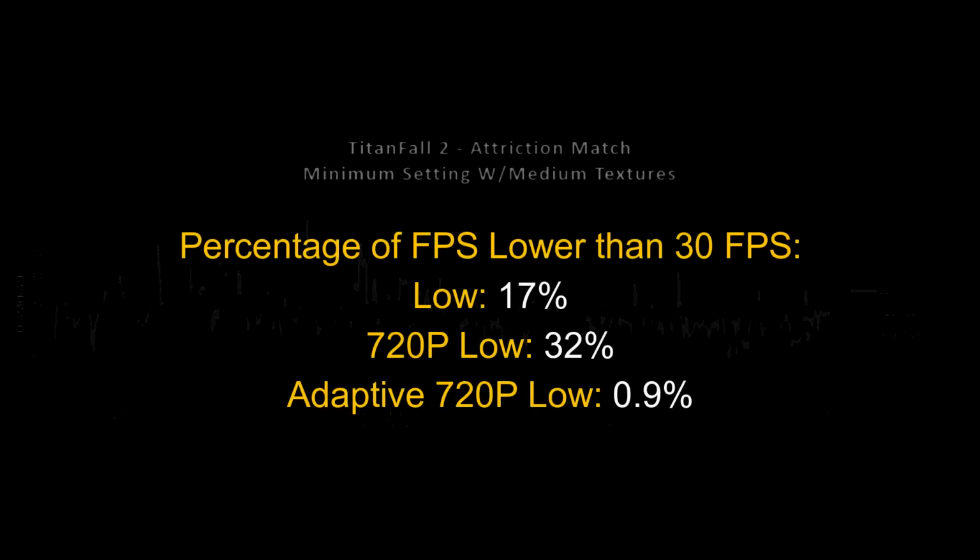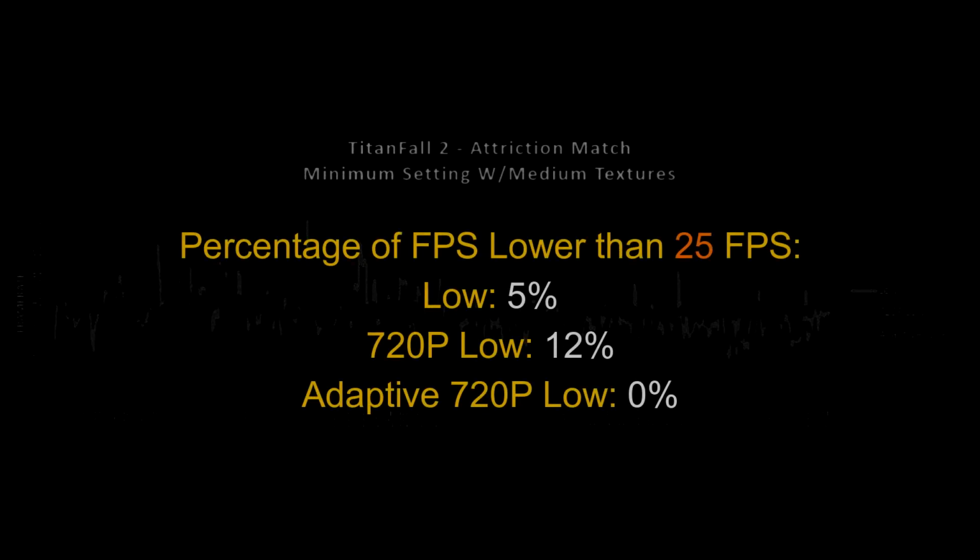As you can see, for the percentage of frames lower than 30 FPS, on low settings I had 17% of the frames, 32% of the frames on 720p on low, and with this adaptive solution we got 0.9%. Impressive stuff, to be honest. But yes, at the cost of resolution and a little bit more blurriness, as you can imagine. For the 25 FPS target, 5% of the frames on low were lower than 25 FPS, on 720p on low it was 12%, because of what I told you. And with the adaptive solution, we have 0% of frames lower than 25 FPS.